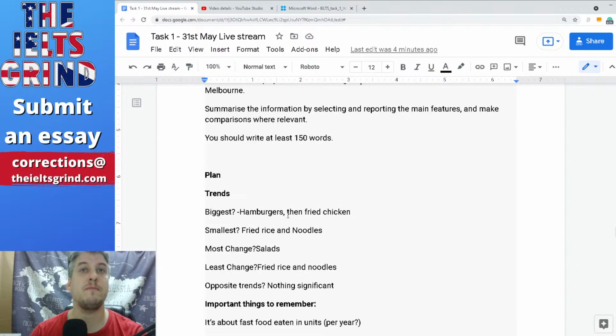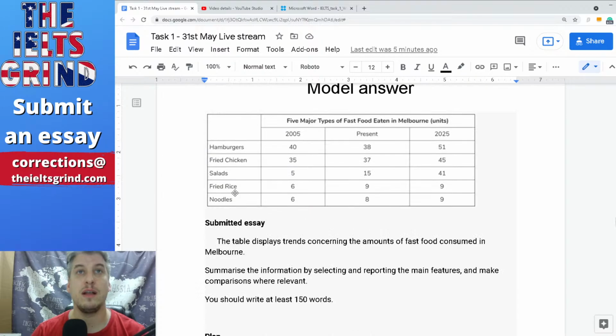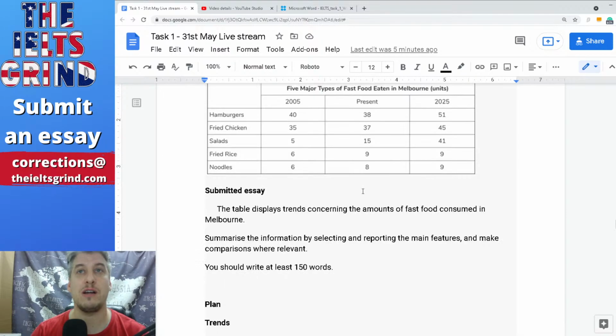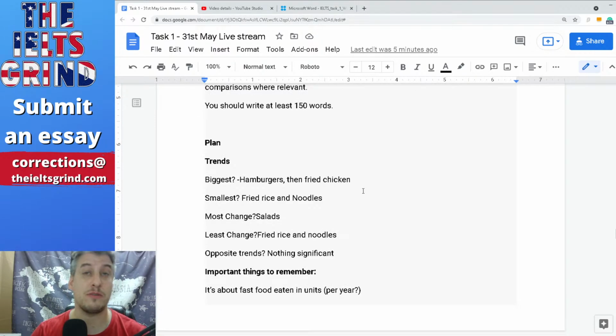The biggest number, hamburgers and fried chicken. The smallest number, fried rice and noodles. Most change. This is the interesting thing. It's salads. They start as the smallest number and become the third largest number. But the relative change is so big there. That is a main feature. It's actually more important, I would say, than fried rice and noodles. At least that's what I thought.